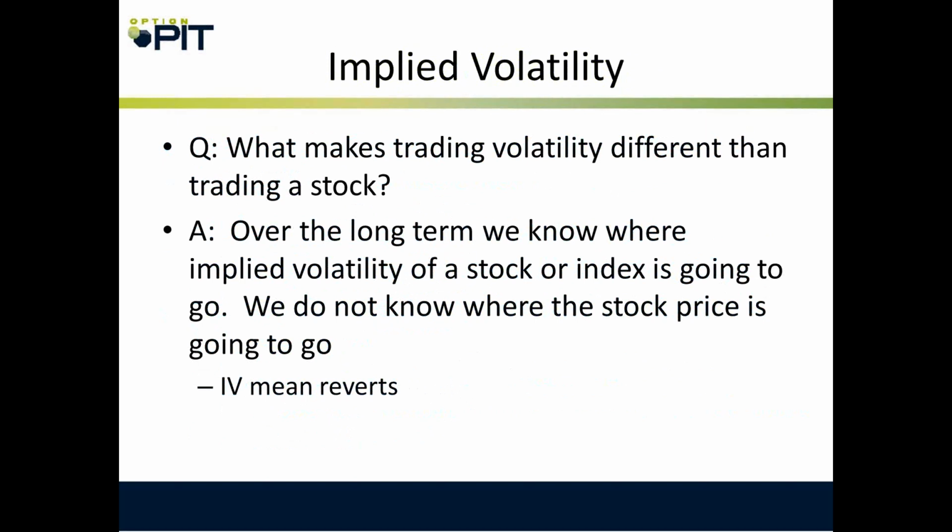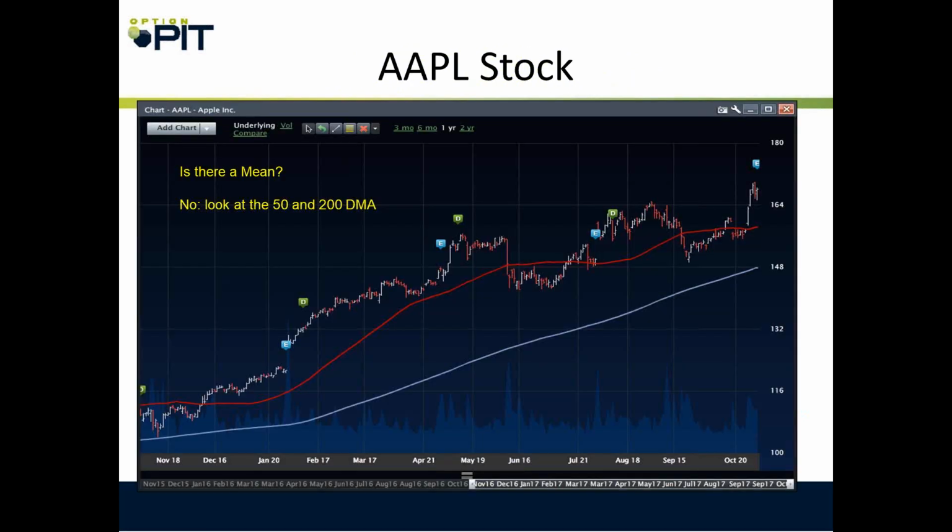All right. So what makes stock trading different than volatility trading? Well, over the long term, we know where implied volatility of a stock or index is going to go. We do not know where the stock price is going to go. There is a mean reverting characteristic to a volatility.